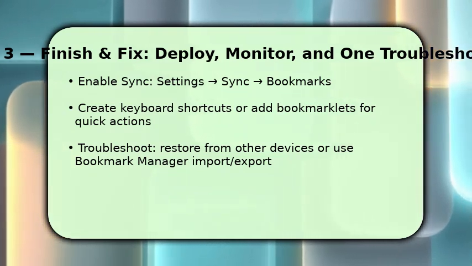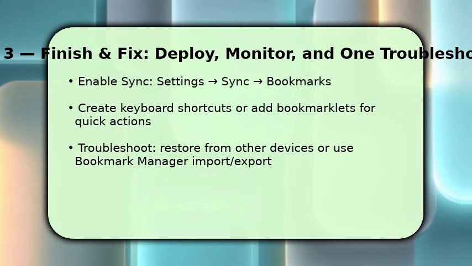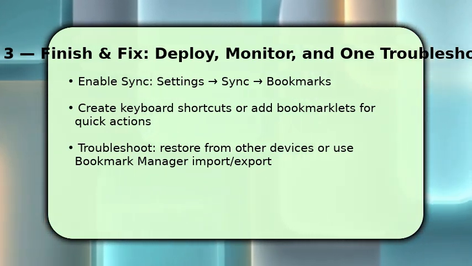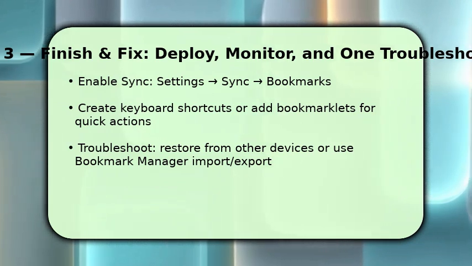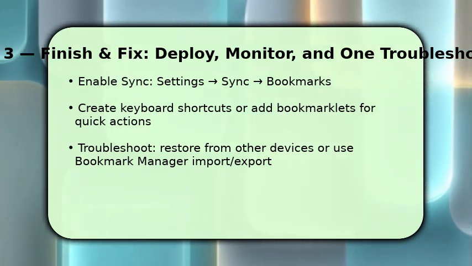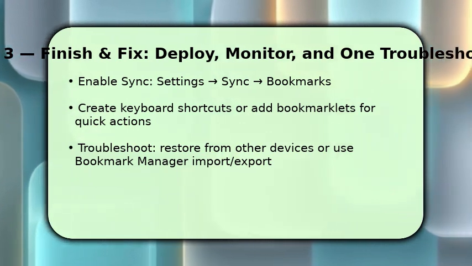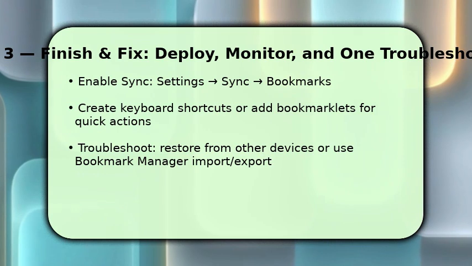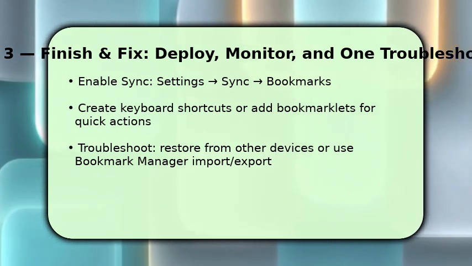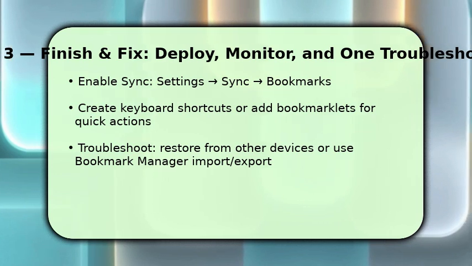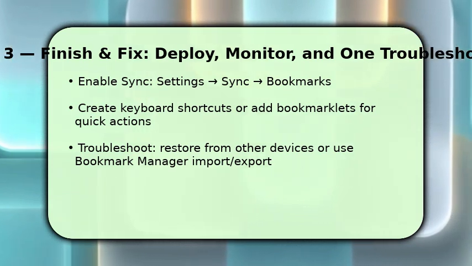Then create quick access strategies. Pin frequently used bookmarks to the bar, or use bookmarklets and keyboard shortcuts for repetitive tasks. These save seconds repeatedly. If something goes wrong, import or export bookmarks via the Bookmarks Manager, or restore from another synced device. If a bookmark disappears, check the synced account and undo recent changes. This single troubleshooting tip solves most sync-related issues.